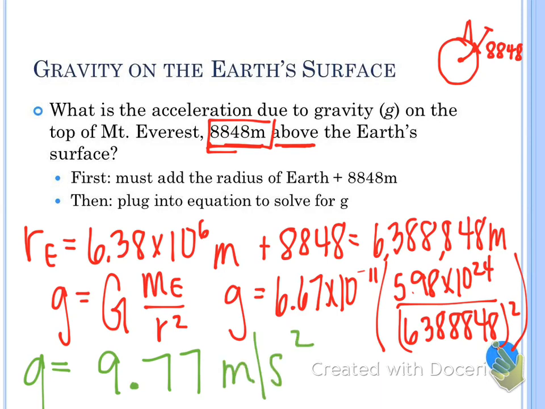We want to be careful not to round this up to 9.8, right? Because we want to make sure that we can see a difference. It's not a dramatic difference between the surface of the Earth and 8,000 meters above, but we do want to be able to see that difference. So be careful about rounding there up to 9.8, because then essentially it looks like we have no difference. Okay, we want to be able to see that difference. So just be careful about rounding there, but 9.77 shows us that there's a little bit of a difference.